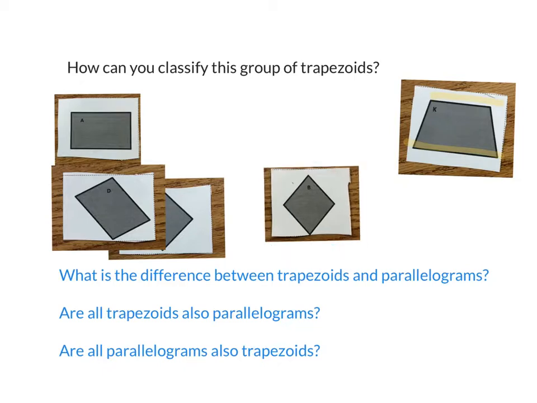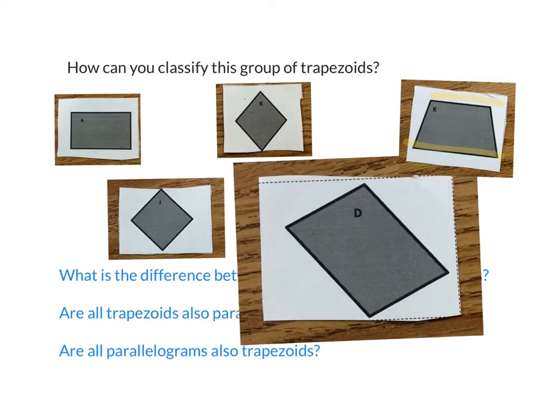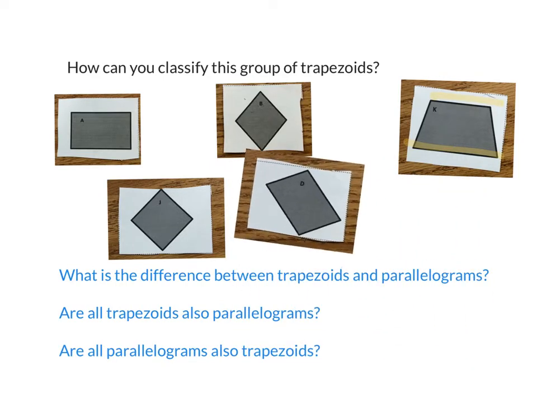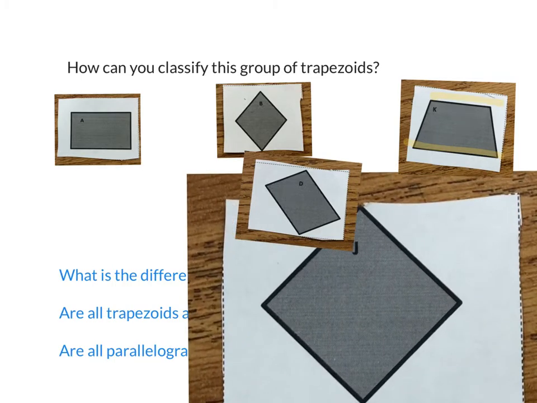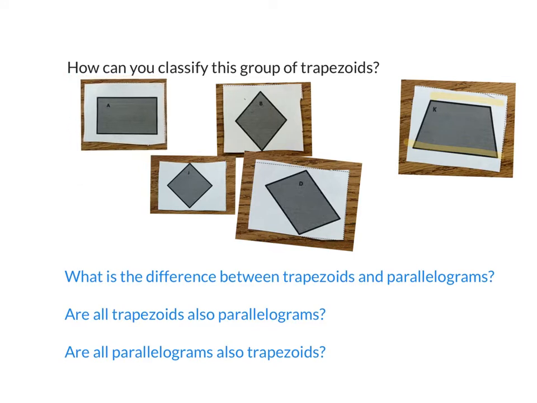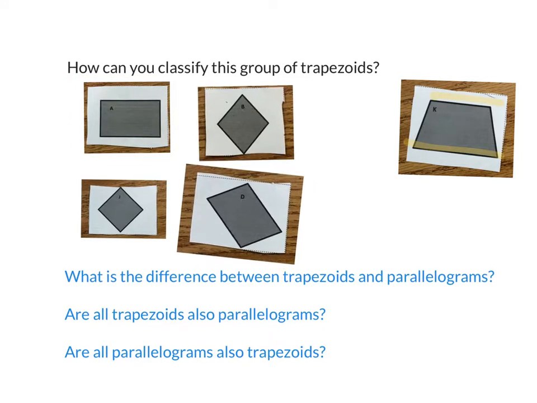Okay, so let's put it into its own stack here. What about this one? How many pairs of parallel lines does it have? 2. Okay, let's put it over here. What about this one? How many does it have? 2. Okay. And what about this one? 2. Go ahead and sort your trapezoids into 2 different areas.